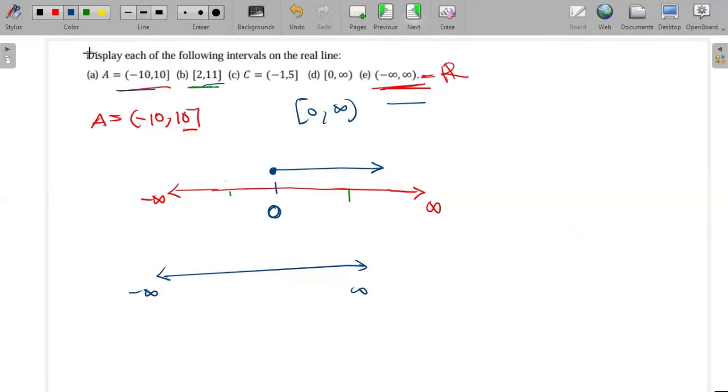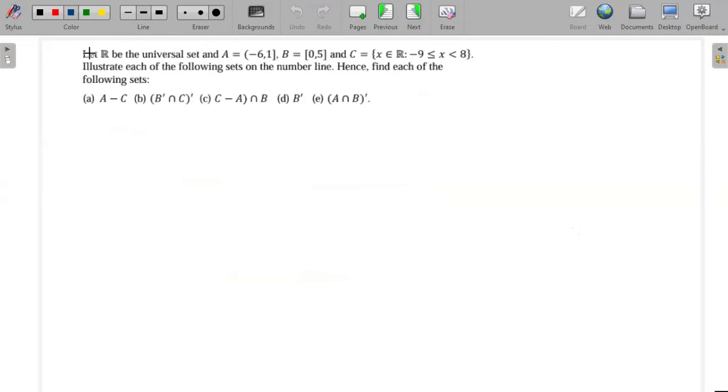Okay, so let's move on to look at how we apply what we've learned. We've learned how to draw, what we need to do when writing our set interval, how we shade in, and all that. Now let's apply that to these questions. They're saying let R be the universal set. A is listed there, B has been given, C also has been given. Illustrate each of the following sets on the number line, hence find the following sets.